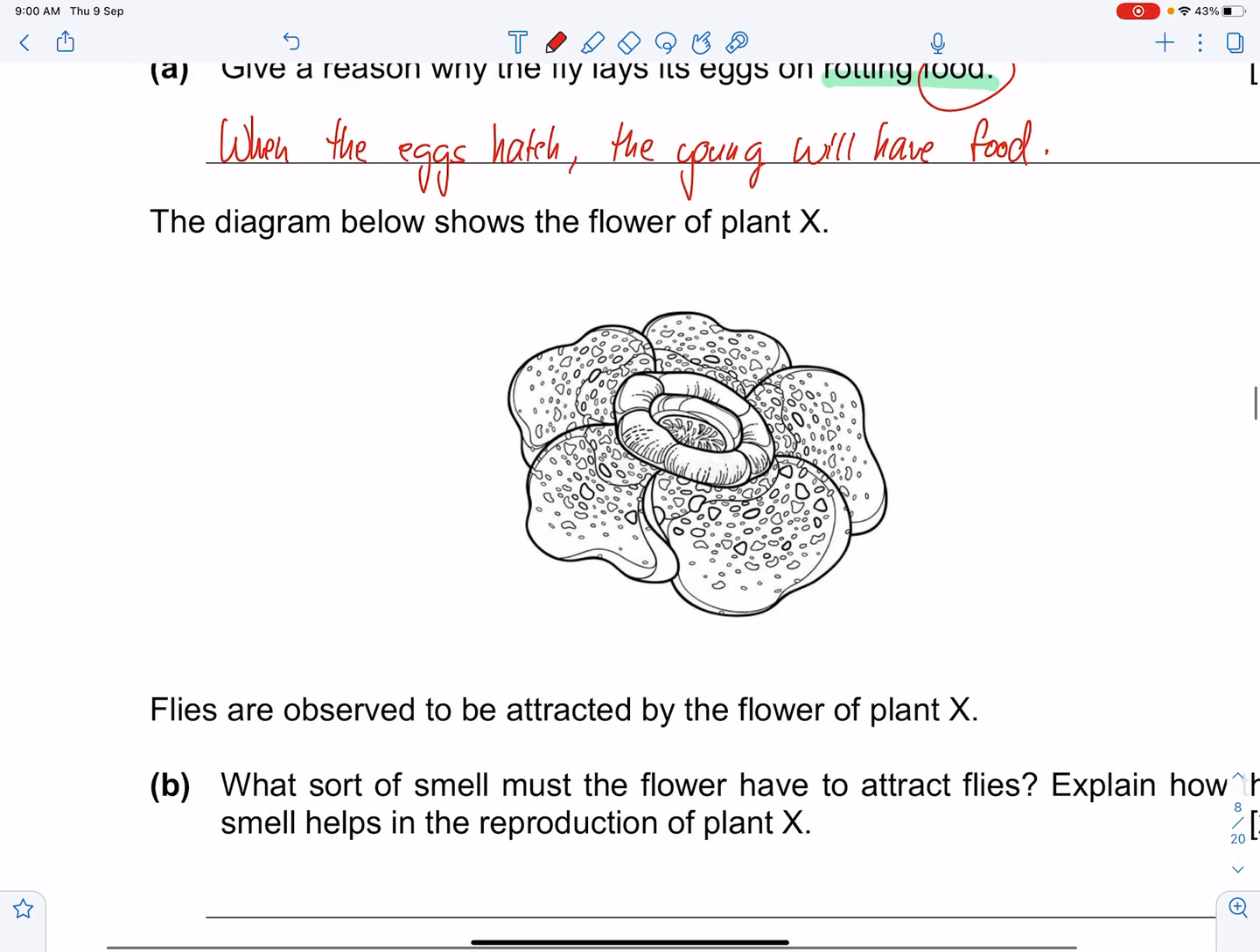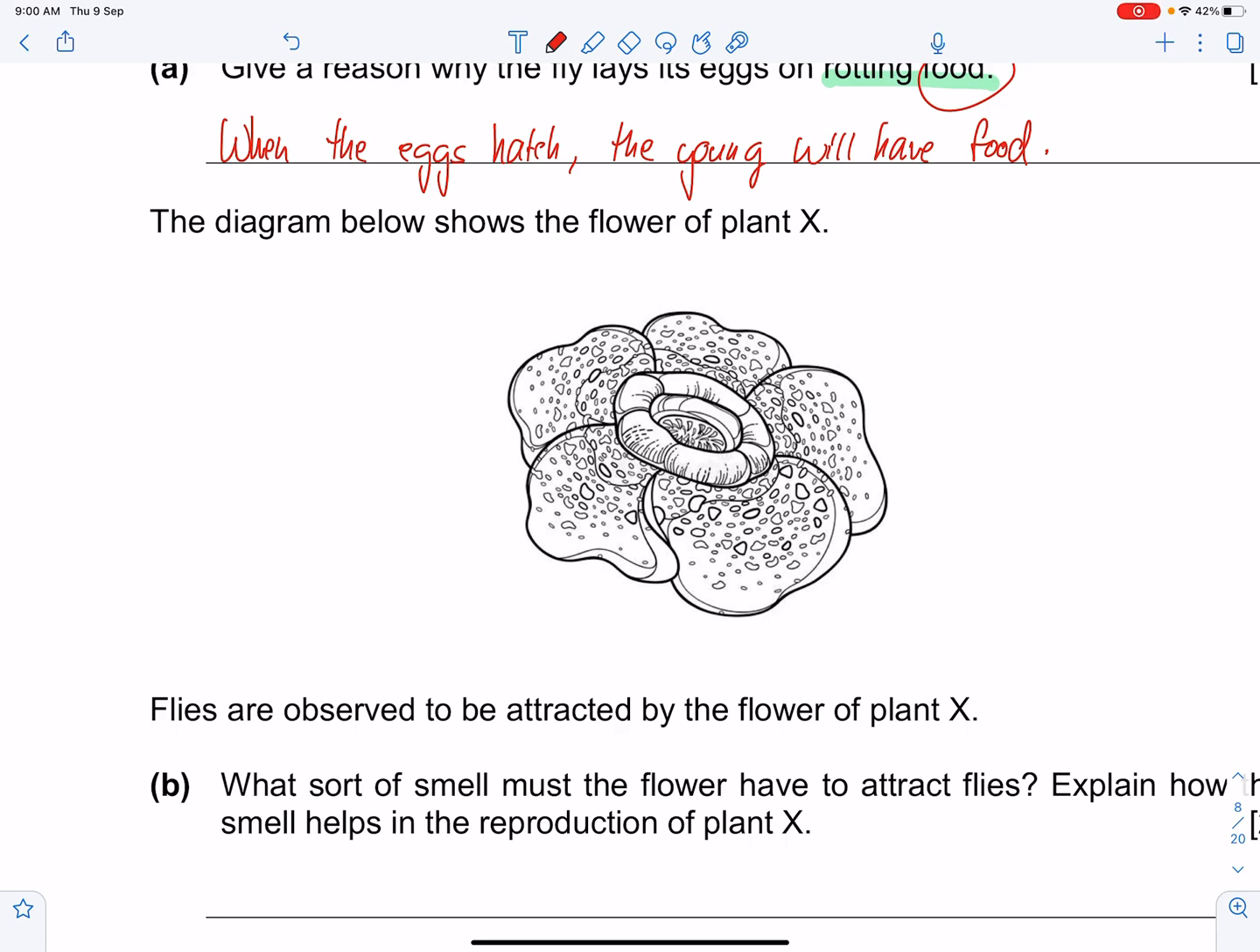This is the one whereby many of you did not do well. Okay, I'm going to break this down in a few parts, and you realize that some of your answers are really quite far-fetched. Now, the diagram below shows the flower of plant X. Now, if you are quite well-read, and your parents have brought you encyclopedias, you will have recognized this flower as the Rafflesia. Okay, so you do know that this is known as the rotting flower, and it's the biggest flower in the entire world. Okay, it can be found in Malaysia.